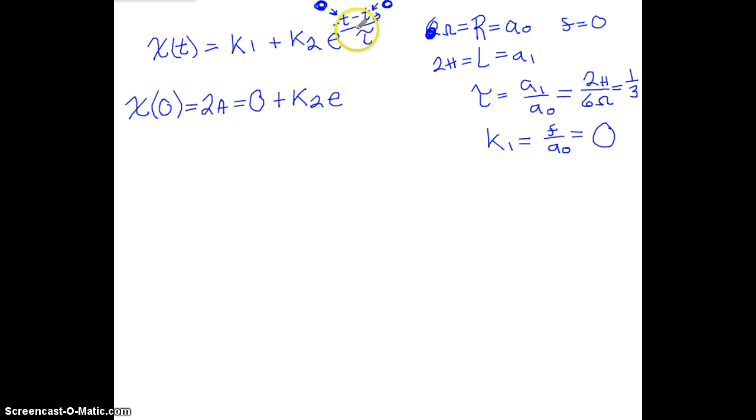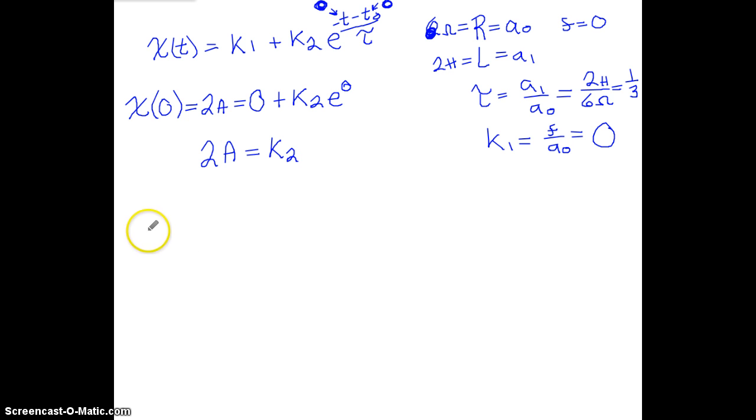So in this part, tau doesn't really matter because the exponent goes to 0. So we're going to have 2 amps is equal to K2 times e to the 0, which turns into a 1. So K2 is equal to 2 amps. So now we can just go ahead and place that back up into the equation.